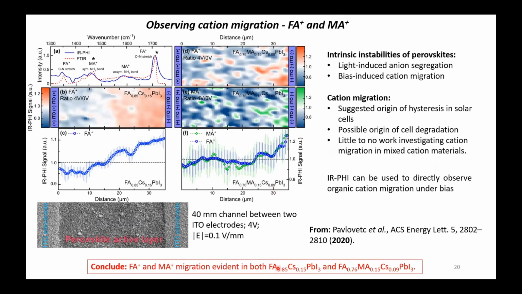Beyond this, we can also monitor the dynamics of this organic cation. This is next work, and I will just briefly touch on it. There's too much material science inside, but IR-PHI was very instrumental to establish organic cation migration inside working solar cells, inside working devices. To do that, we studied perovskite thin films deposited between two ITO electrodes with a 40 micrometer channel, so we can apply voltage and mimic solar cell performance, basically imitating real operational conditions.